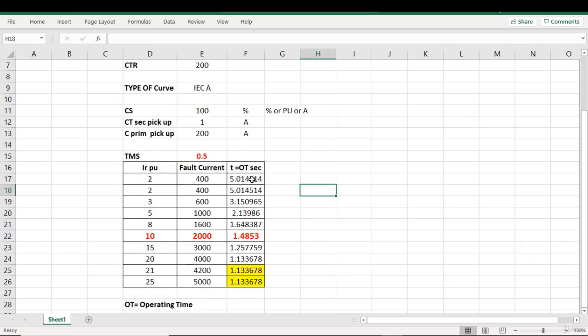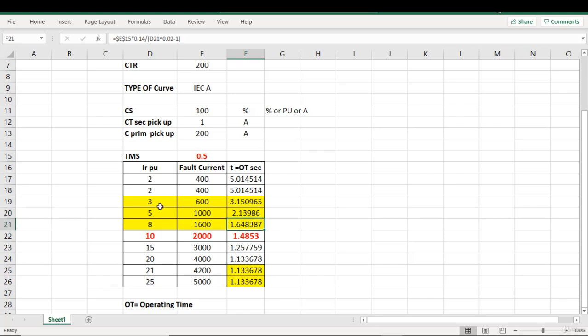So here we have calculated various operating times of the relay at TMS equal to 0.5 for various fault currents. Now if we compare the operating time of this relay at 3 times, 5 times and 8 times of the pickup value, which is 200 here, it is 3.15, 2.13 and 1.64 respectively.